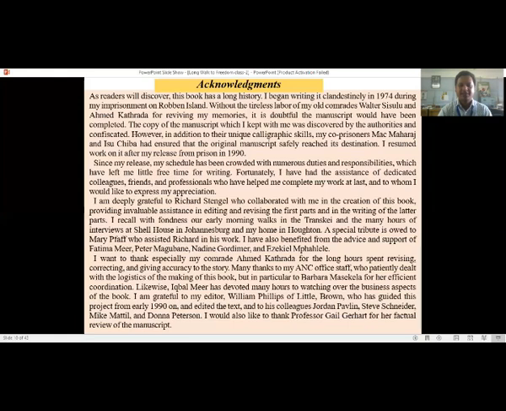I have also benefited from the advice and support of Fatima Mir, Peter Magbane, Nadine Gordimer, and Ezekiel Mphahlele. I want to thank especially my comrade Ahmed Kathrada for the long hours spent revising, correcting, and giving accuracy to the story. Many thanks to my ANC office staff who passionately dealt with the logistics of the making of this book, but in particular to Barbara Masakela for her efficient coordination. Likewise, Iqbal Meer has devoted many hours to watching over the business aspects of the book.